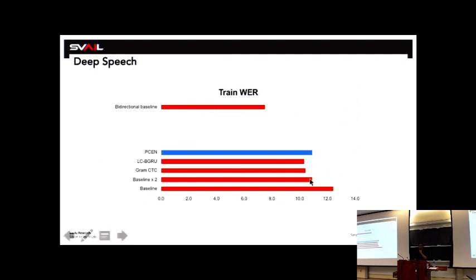Perhaps not as much as others. But even on top of mean and variance normalization and power normalization, we found that PCN layers helped.